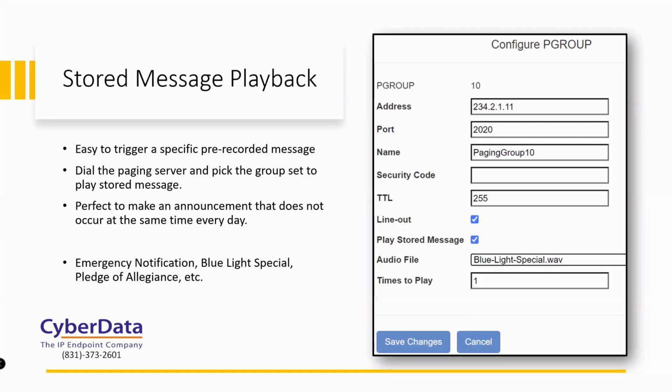So things like, say, a blue light special, if you were going to a Kmart, or it's most useful for emergency notification, or even, say, a Pledge of Allegiance at a school. Say they don't get the morning announcement started at the same time every day, and they do the Pledge of Allegiance during or just prior to the morning announcements. It's a really easy way to trigger it: you just call the paging server, select a particular page group, and hang up, and the audio file will play. A very easy way to automate that entire process.